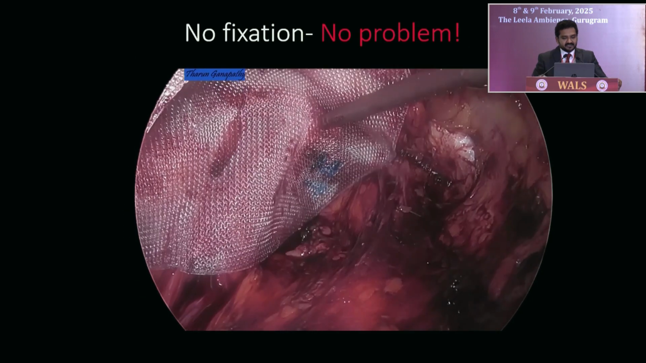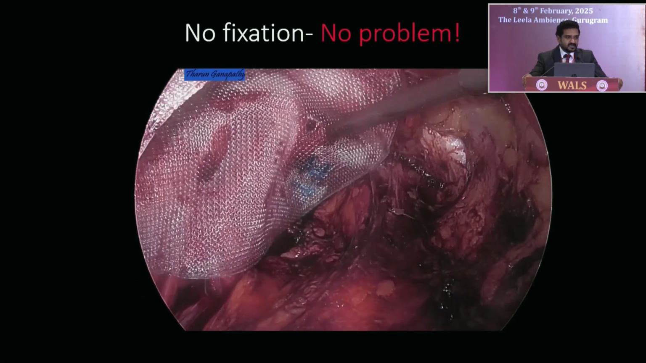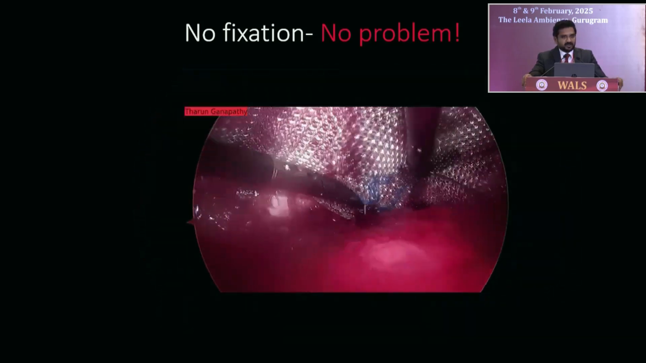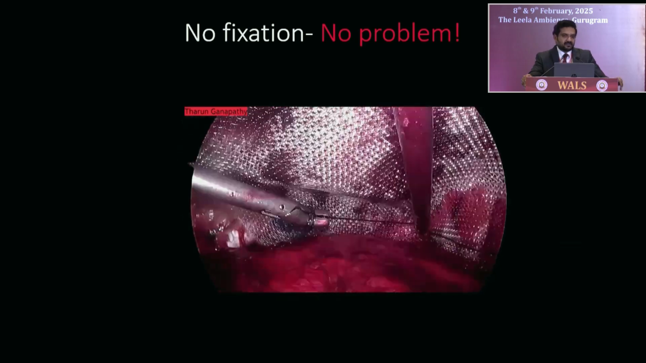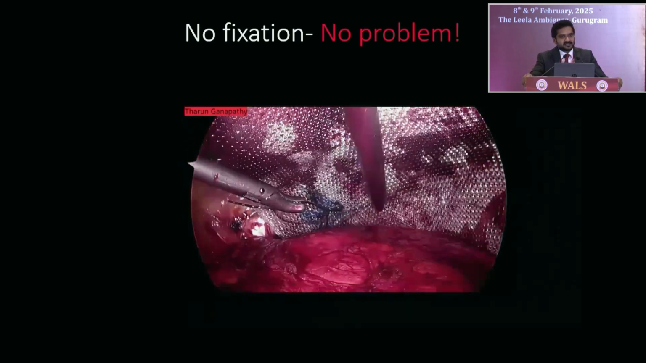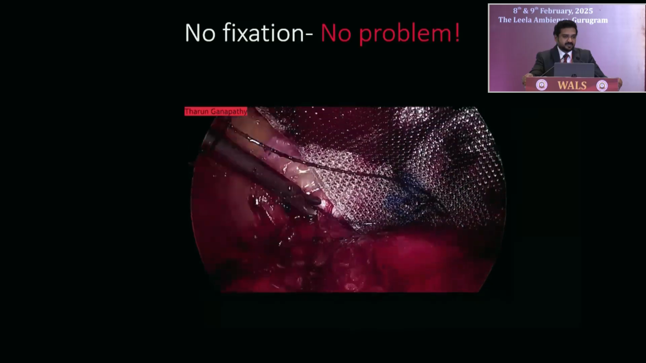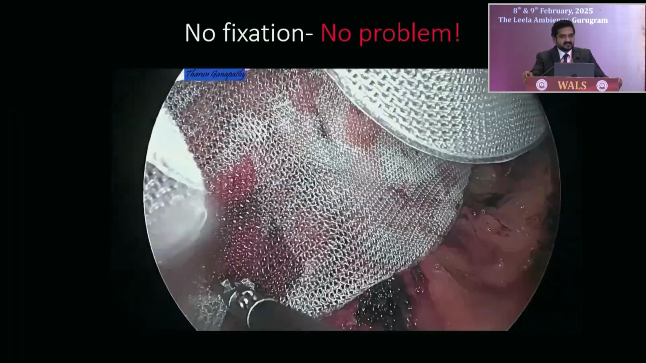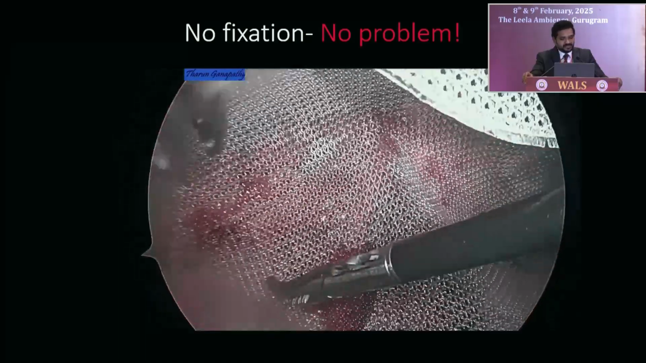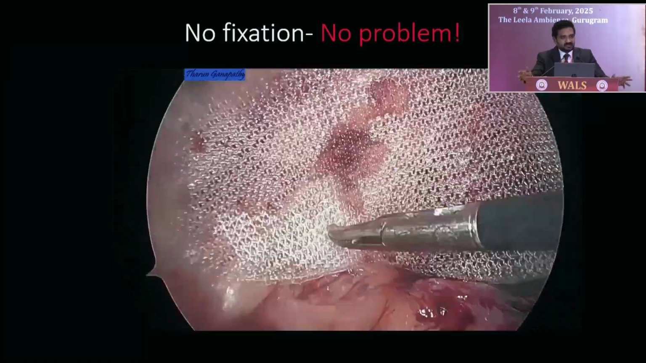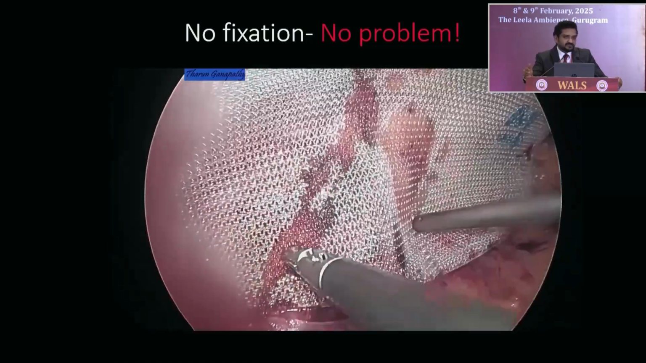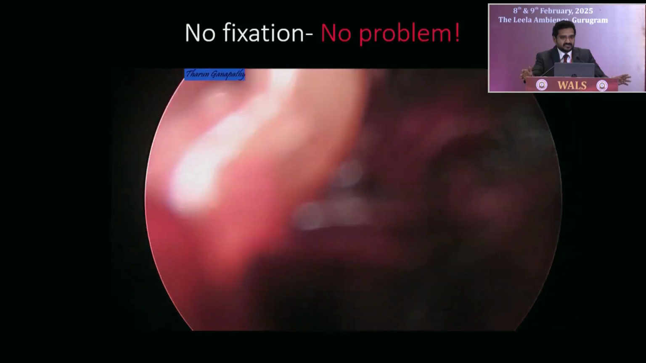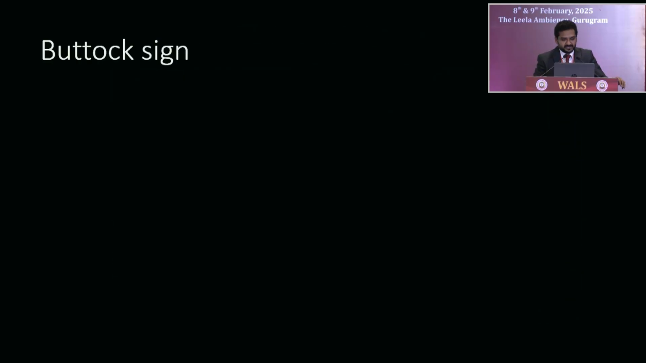In eTEP, you can fix it with tackers or sutures, or if you have no fixation, not at all a problem. All you have to make sure is you create an adequate size of space in the preperitoneal space, and instill a larger mesh so that the mesh doesn't move. If you place a smaller mesh and a larger space is created, you need to tack or suture the mesh. But if you create an adequate space and use a larger size mesh, you need not worry about fixation.